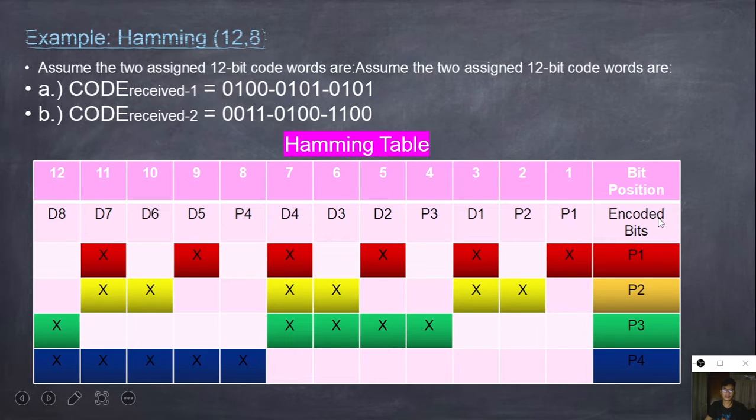For example, we must find out if the data word has an error. We must follow its position and its encoded bits position. For P1, P2, P3, and P4, which are referred to as the bit parity coverage, the value for P1 is 1, 1, 0, 1, 0, 1, 0, 1, 1, 0, 1. For P2, it has a binary value of 0, 1, 1.